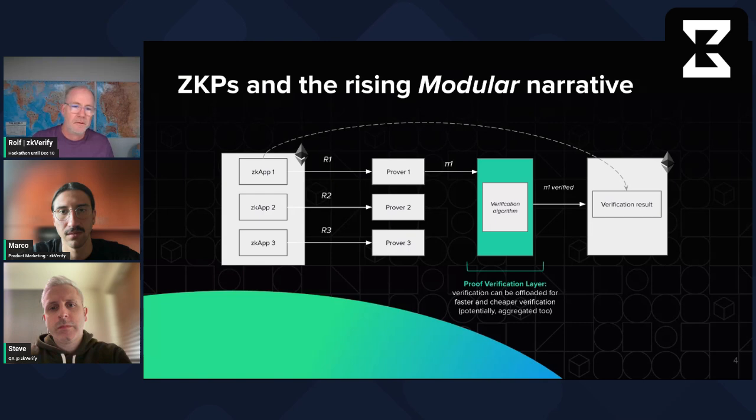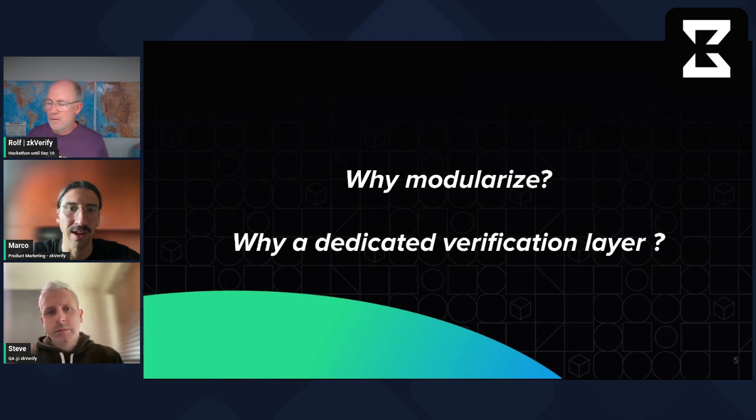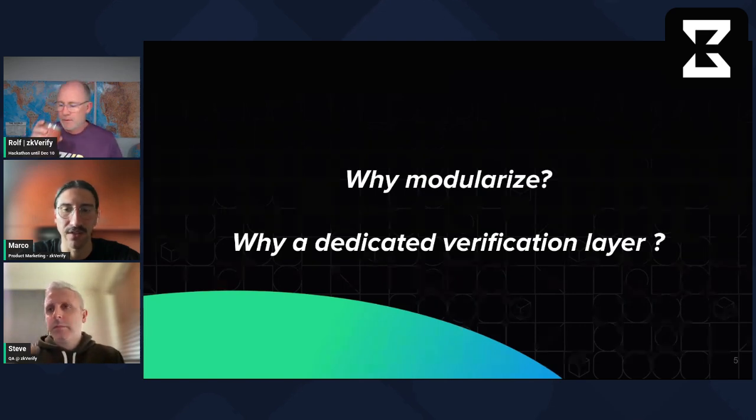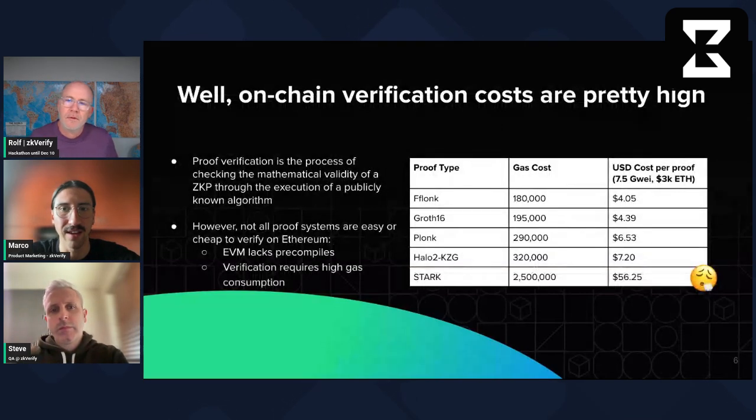Yep, that's correct indeed. And I think the two key questions here are why we should modularize and why have a dedicated verification layer for that. Well, I think the reason is quite obvious, because verification costs are pretty high. And here on the right, you can see a table with different proof types and associated gas cost for verifying the proofs natively on Ethereum.